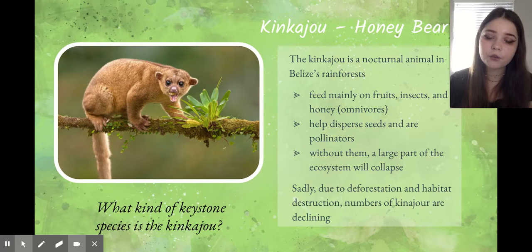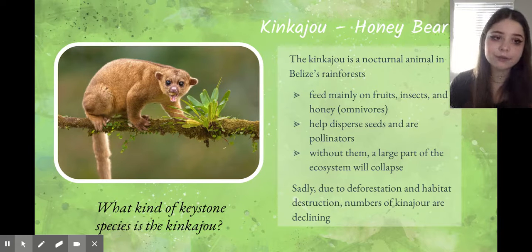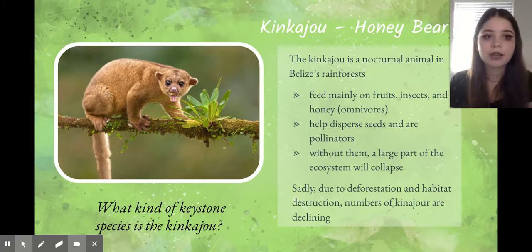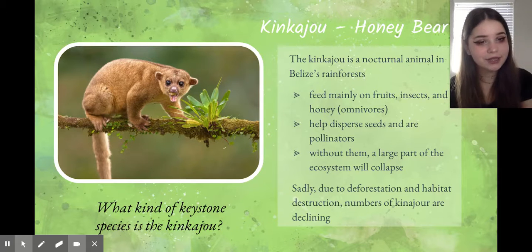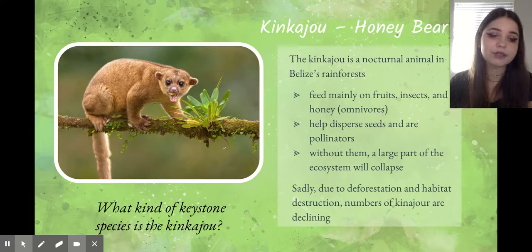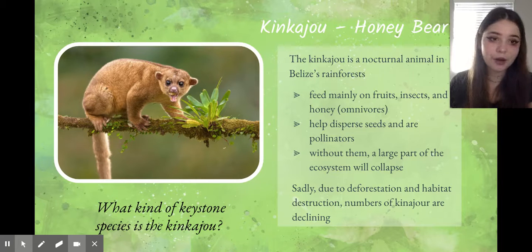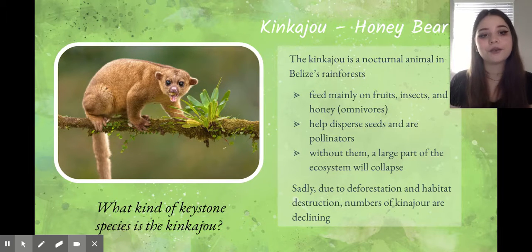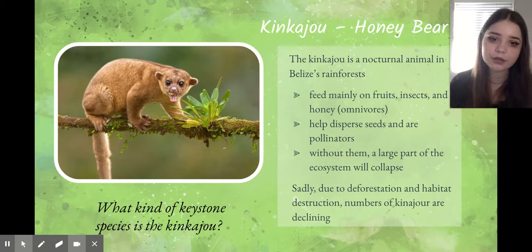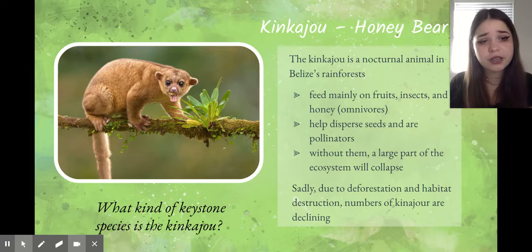What the honey bear does is that it consumes different fruits with different seeds, and as it disposes of the waste through the excretory system, it's going to be spreading those seeds, right? The honey bear is also a major pollinator like bees. So you see how this animal fills so many roles, right? It has a really big impact on the ecosystem. Without this keystone species, a large part of the ecosystem is going to collapse.